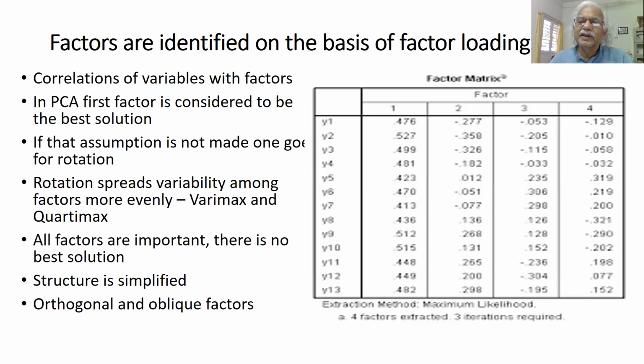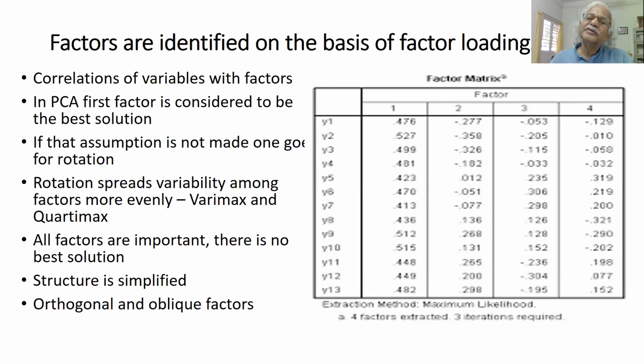Here, 0.476 means the correlation that factor 1 has with variable 1. 0.527 is the correlation that factor 1 has with variable 2. Like that, the correlation between factor 1 and variable 3 is 0.499. Then variable 4 with factor 1 is 0.481, and so on. So for all the factors separately, you can see their correlations with variables.